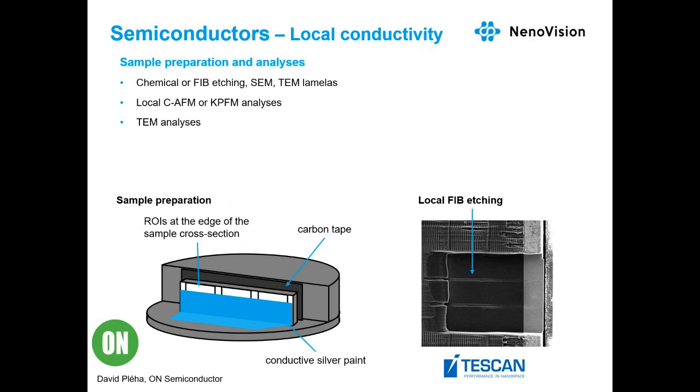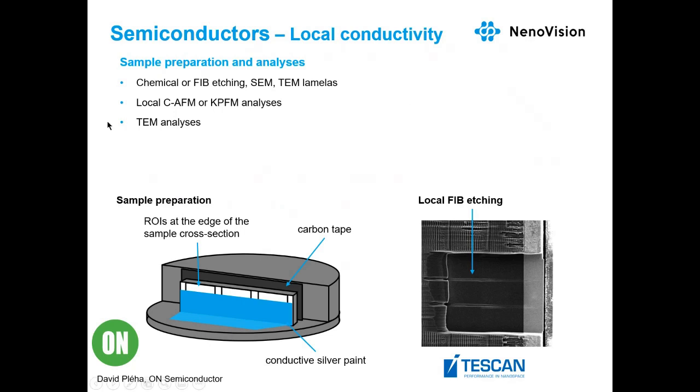So to prepare the sample for such an analysis, traditionally people are using chemical etching or FIB etching, which is more convenient inside the SEM, or this visualization or analysis can be done using the preparation of TEM lamellas. All of that is quite difficult. So bringing the AFM inside the SEM and having the possibility to do correlative AFM or KPFM simplifies the procedure a lot.